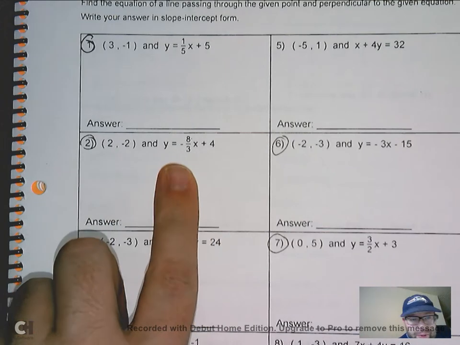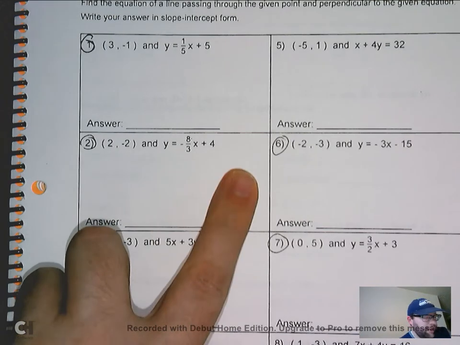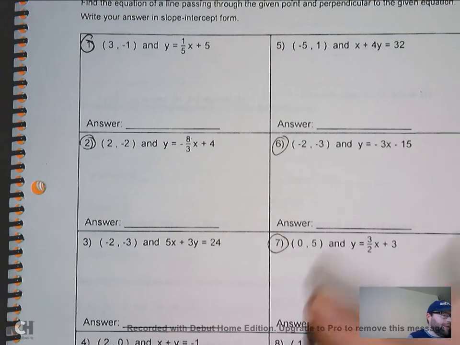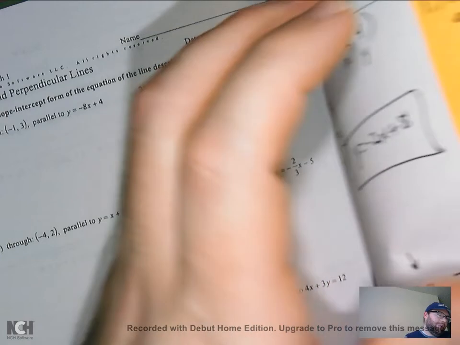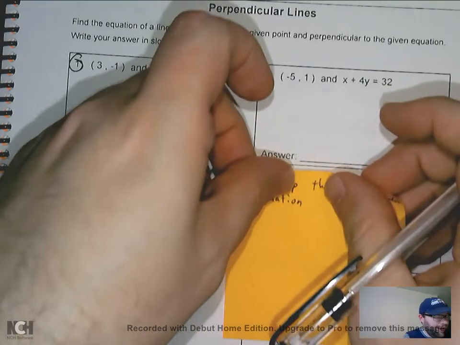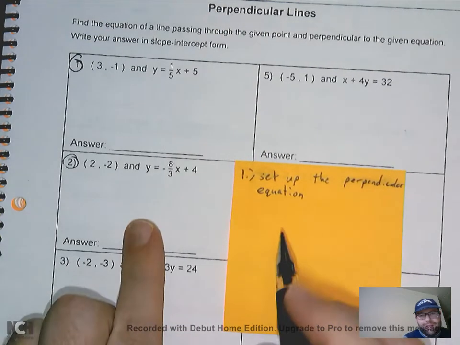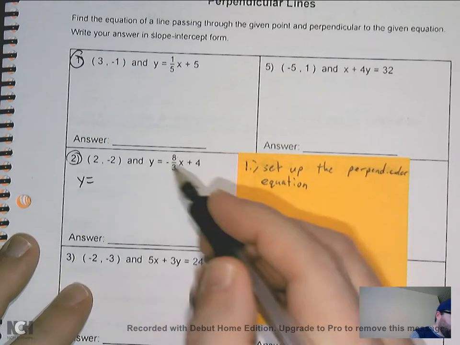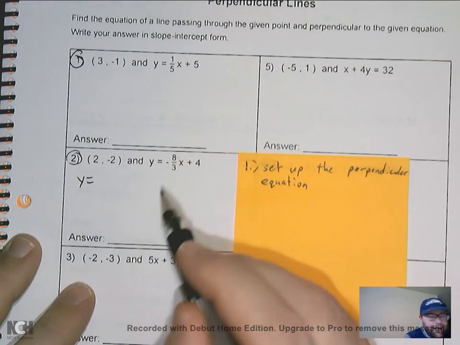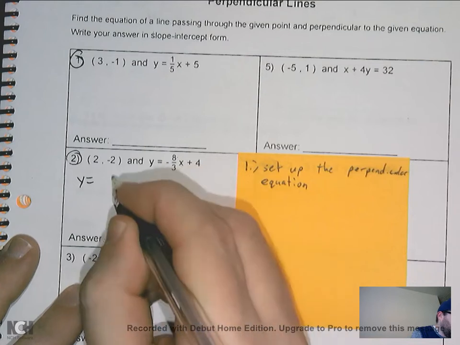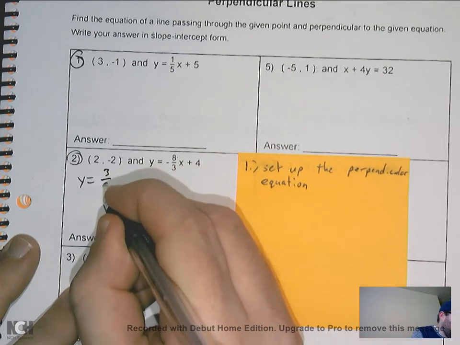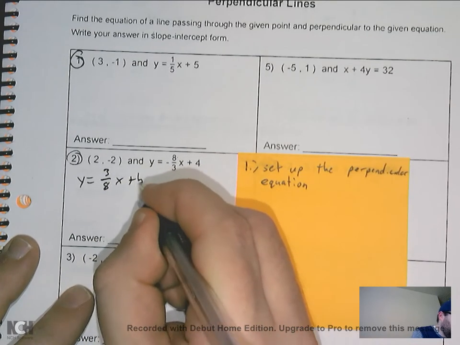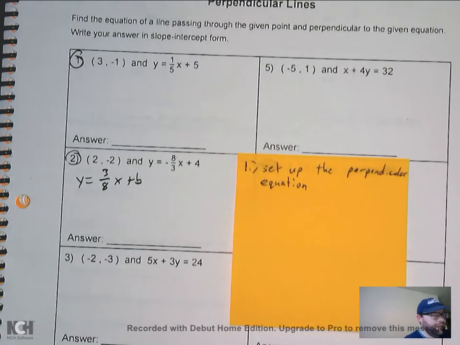So I have y equals -8 over 3x plus 4. I'm going to set up my perpendicular equation. That was my first step, right? I didn't do a good job of completing my steps. Sorry, guys. I forgot I was doing that. Okay. First step is to set up your perpendicular equation. I'll do it now. So y equals, I'm going to flip the slope and change the sign. So instead of -8 over 3, it's going to be positive 3 over 8x and then plus b, because I do not know that y-intercept.